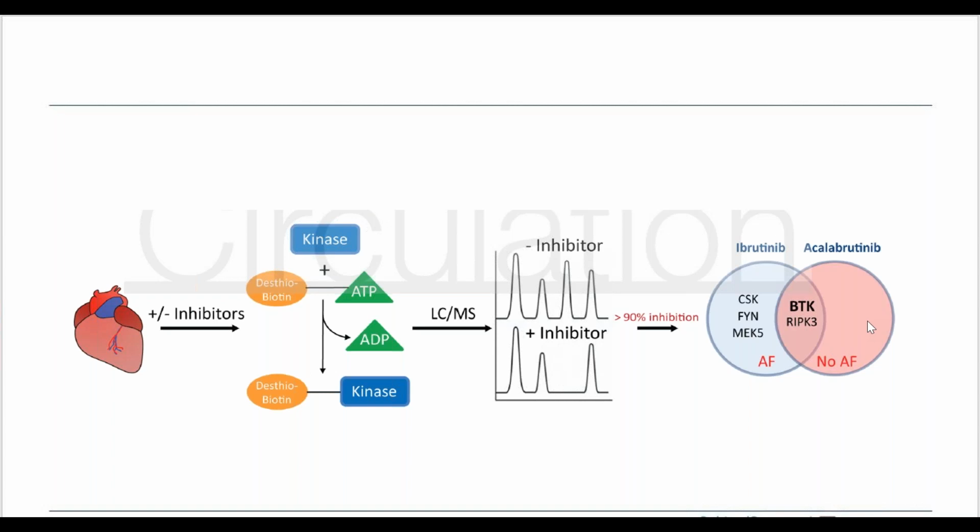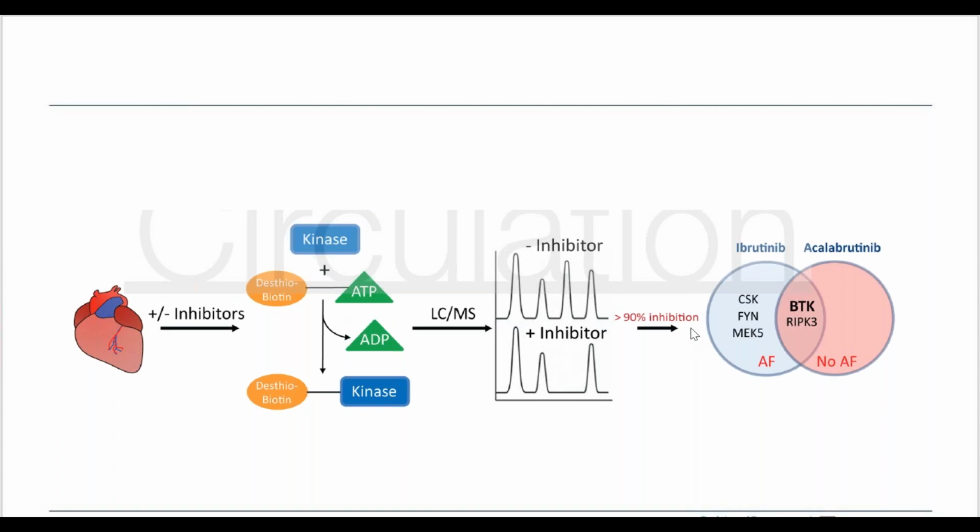They did not note any atrial fibrillation inducibility. They did not note fibrosis, and they did not see left atrial dilatation as they saw in the ibrutinib group. So with those mice, they took the left atrium and did something called chemoproteomics, to identify the proteins available in the left atrium that show more than 90% inhibition in both groups, the ibrutinib group and acalabrutinib.